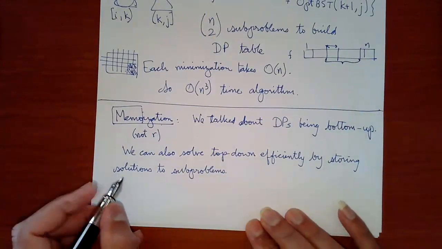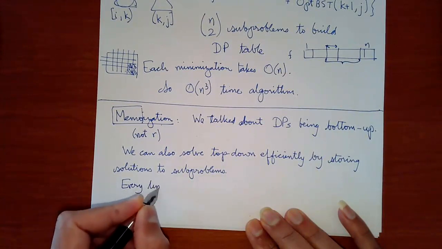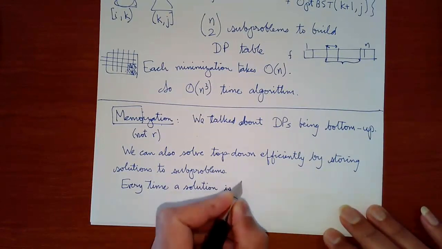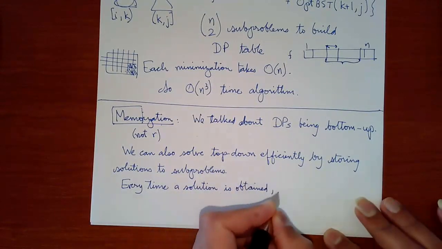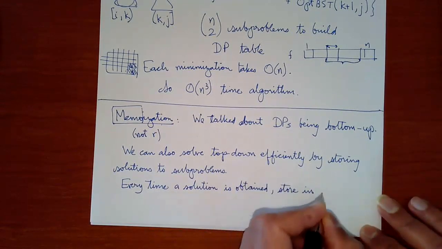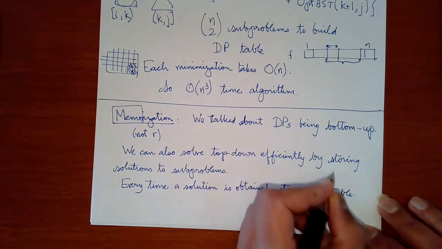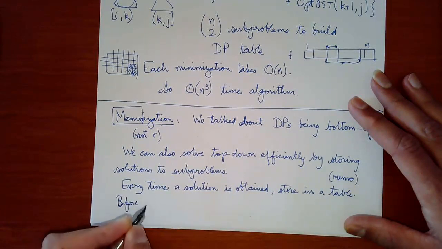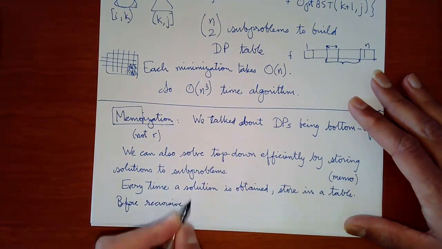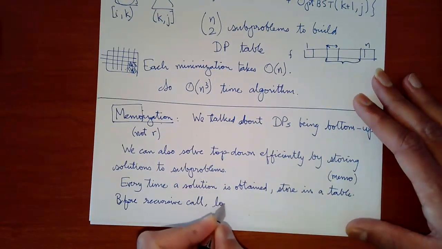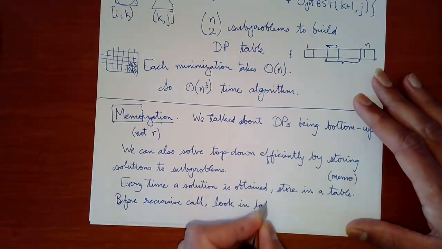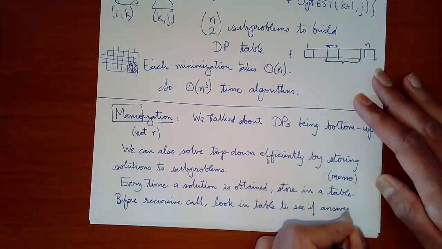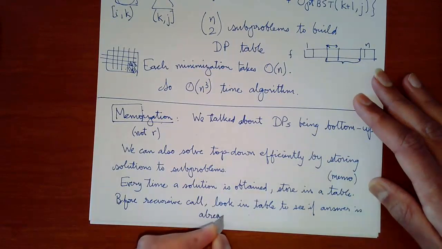So what this means is every time a solution is obtained, store it in a table. And this is called the memo. And before a recursive call, look in the table to see if the answer is already known.